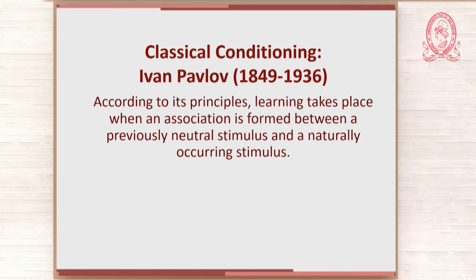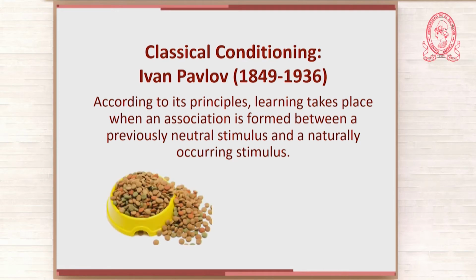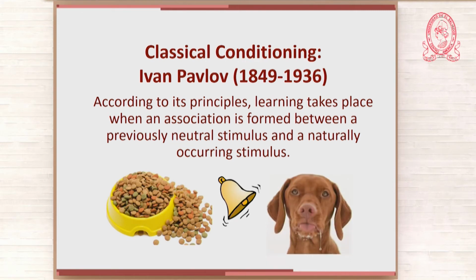Classical conditioning, a theory developed by Ivan Pavlov. According to its principles, learning takes place when an association is formed between a previously neutral stimulus and a naturally occurring stimulus. In Pavlov's experiments, for example, he paired the natural stimulus of food with the sound of a bell. The dogs would naturally salivate in response to food. But after multiple associations, the dogs would salivate to the sound of the bell alone.